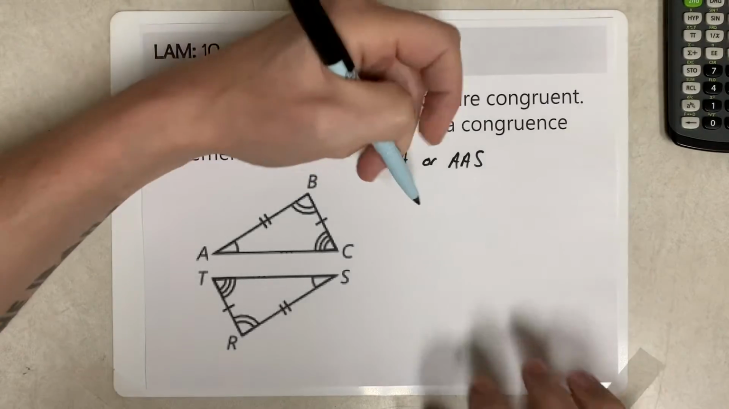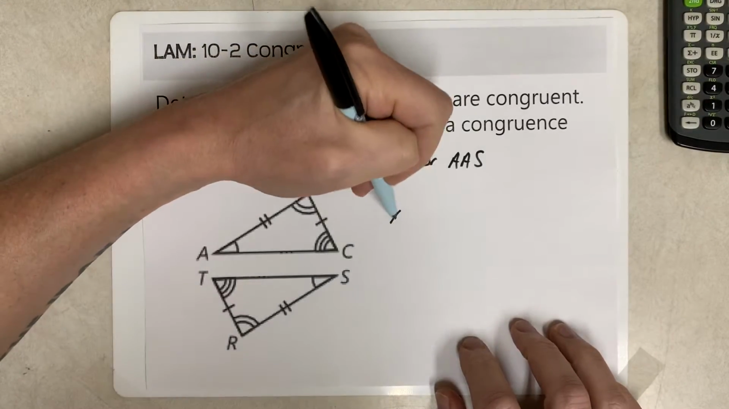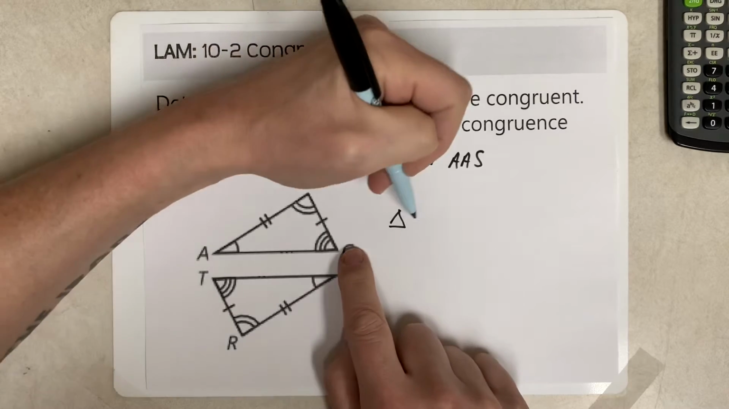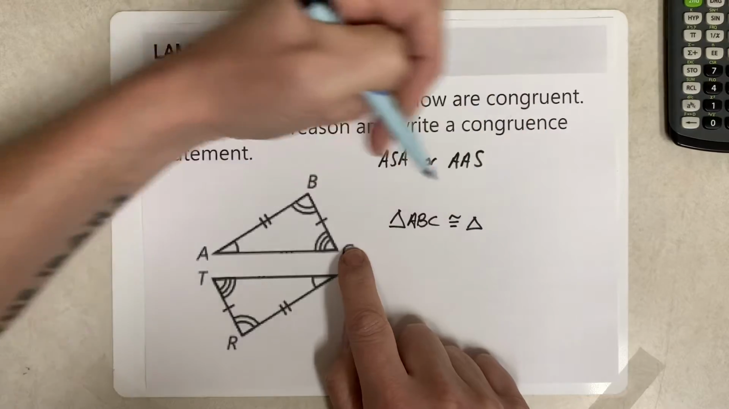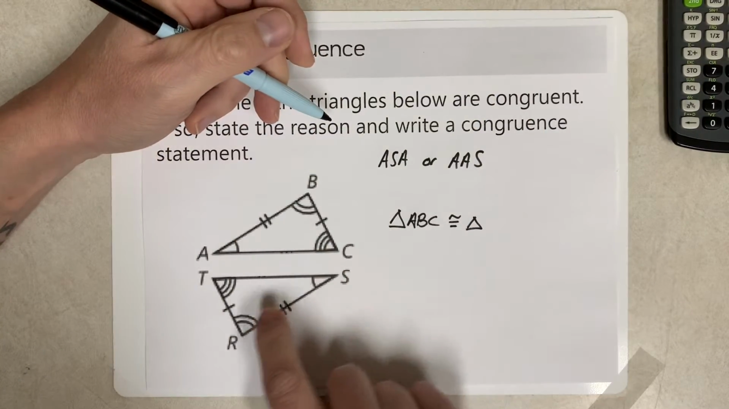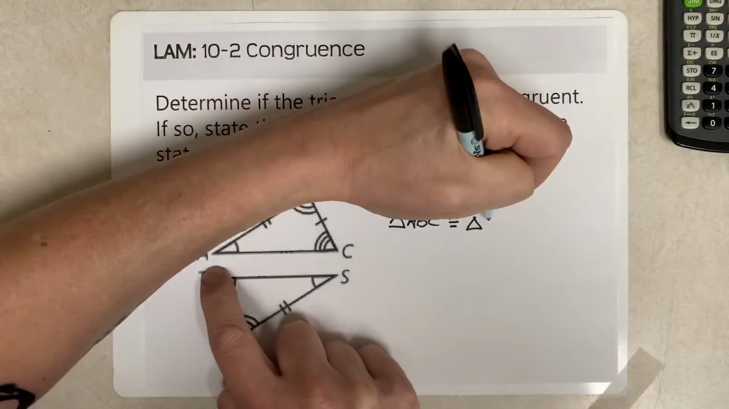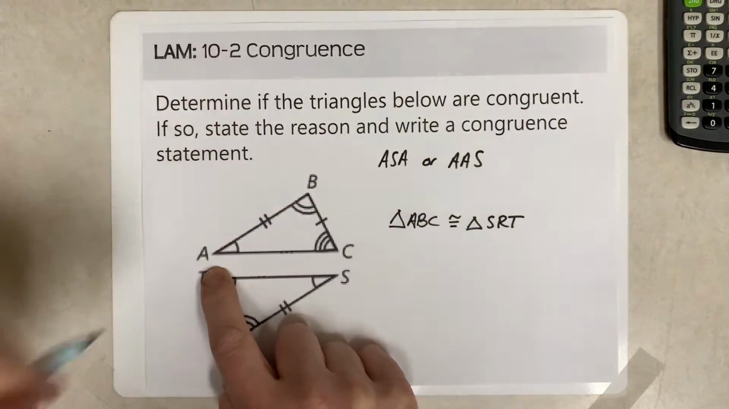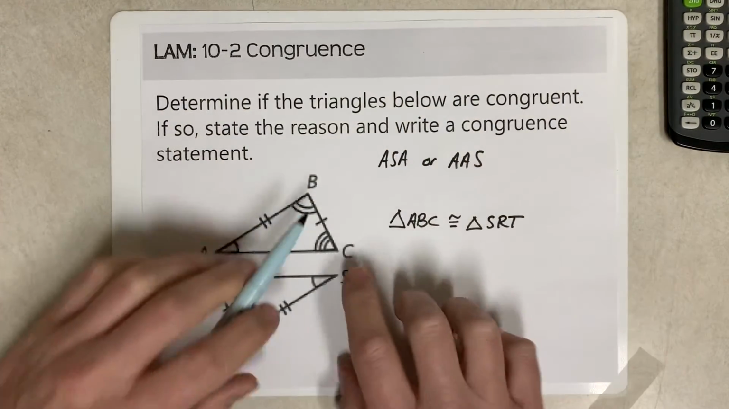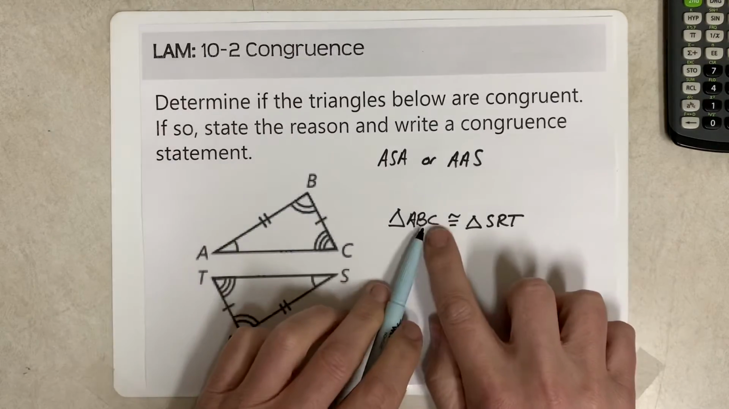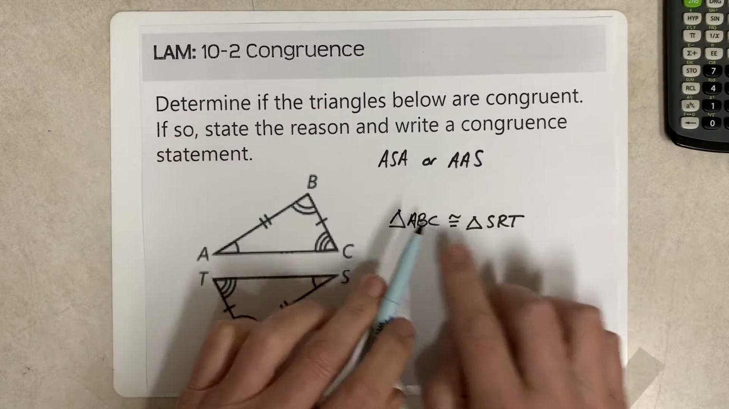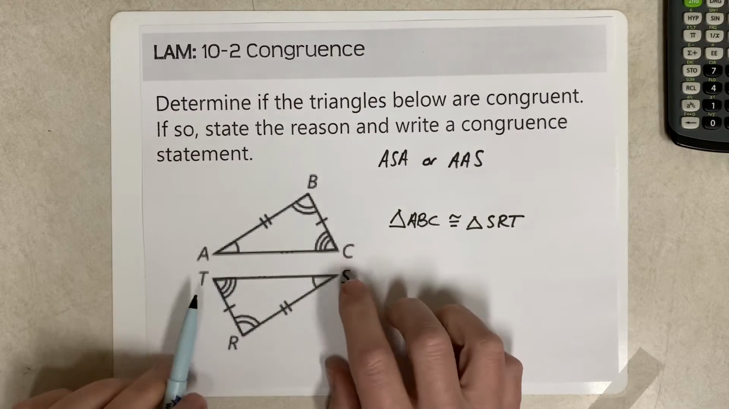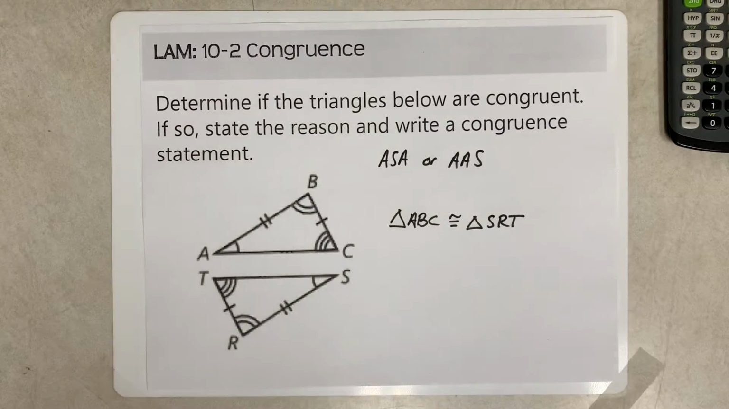Now let's write a congruency statement. And so the way I'm going to do it is I'm going to say triangle ABC is congruent to triangle, okay, 1, 2, 3, 1, 2, 3, SRT. You'll just have to be careful that they match up. So let's check. Does BC match up with TR? Yes. Does AB match up to SR? Yes. Does AC match up to ST? Yes. So it is correct. And you really should check to make sure that they match up.